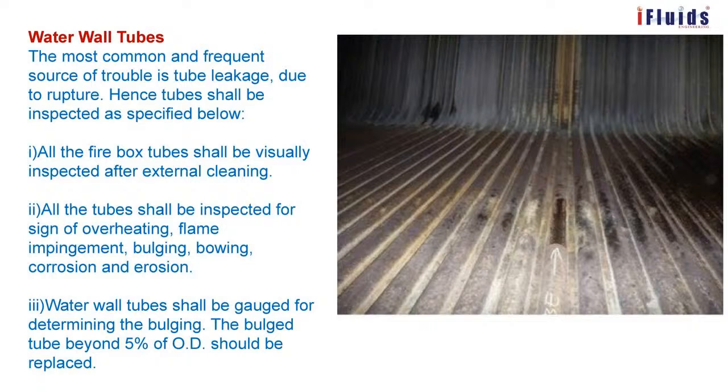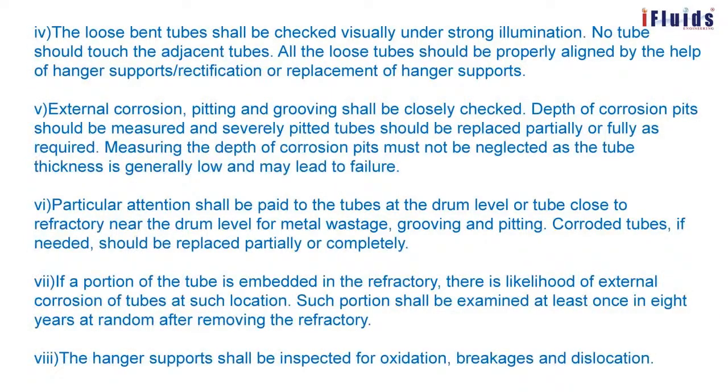Water wall tubes shall be gauged for determining the bulging. The bulged tube beyond 5% of OD should be replaced. The loose bend tube shall be checked visually under strong illumination. No tube should touch the adjacent tubes. All the loose tubes should be properly aligned with the help of hanger supports, rectification or replacement of hanger supports.